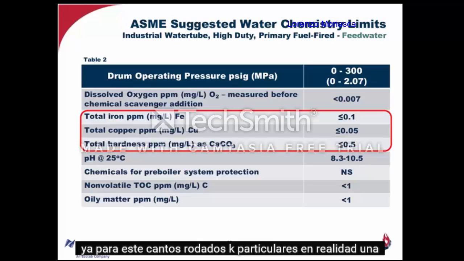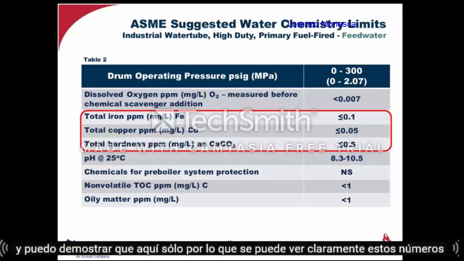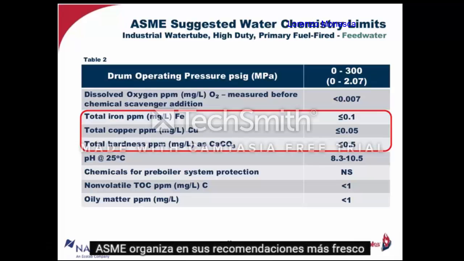Now, for this particular table, there's actually a second column, as I mentioned, that goes to a higher pressure. It is 301 to 600 psi, and I didn't show that here just so that you could see these numbers clearly. If you actually have the publication, you'll have access to all of the tables. ASME organizes its recommendations by pressure range, and I alluded to this earlier.